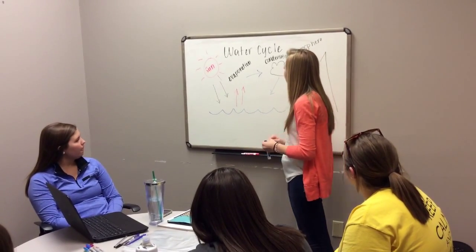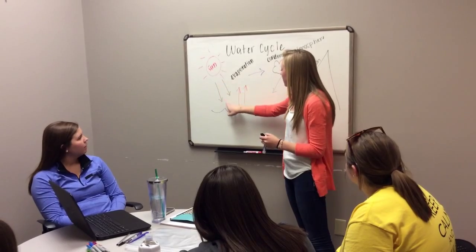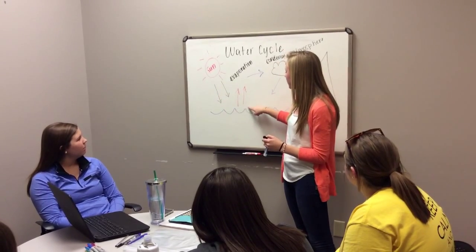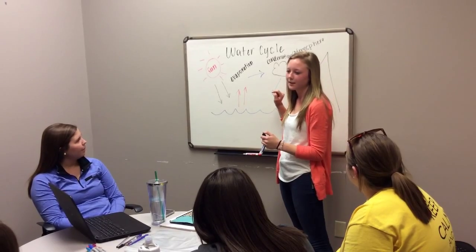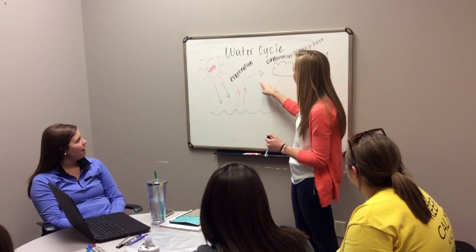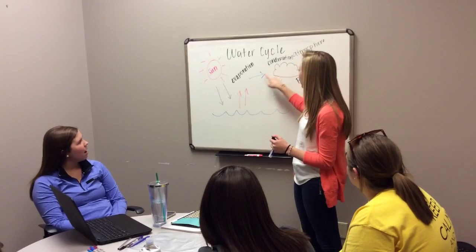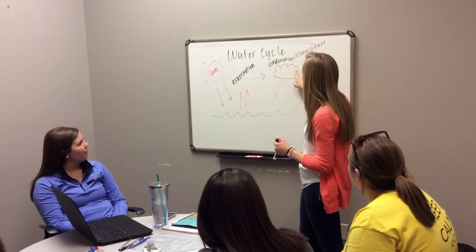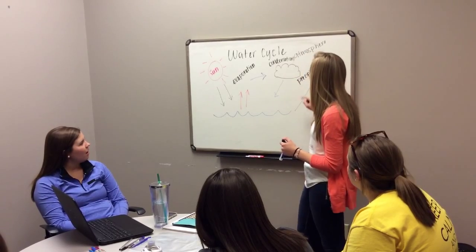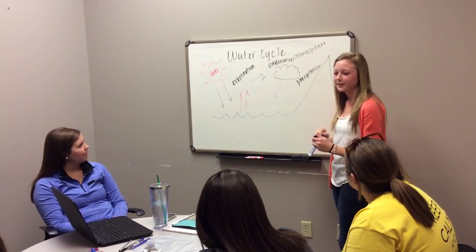So let's go over this again. The sun heats up the water, and as the water begins to heat, this is called evaporation. And then as the water vapor cools and forms a cloud, it's called condensation. And then as the moisture comes out of the cloud, this is called precipitation.